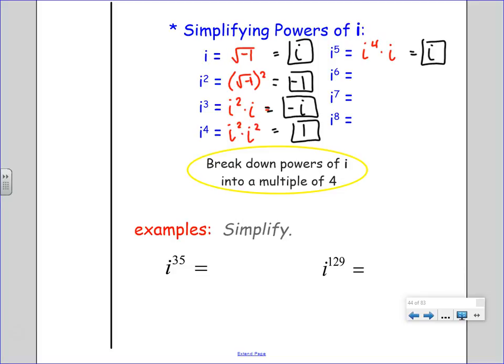Do you see that 35? This is going to be rough. Keep going. i to the 6th is i to the 4th times i squared. Or I could do i to the 4th times i times i.